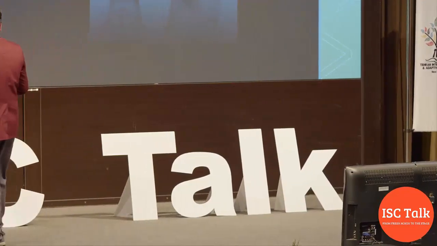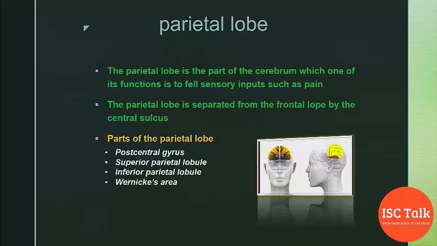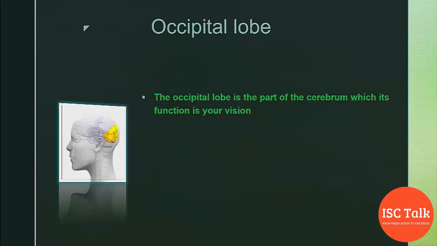And we have the inferior parietal lobe, which is involved, for example, when you touch your hand or anything else. We also have Rinke's area, which is also for speech. It's named after Carl Rinke, and it's for movements of the mouth, which helps you in speech. Then we have the occipital lobe. This lobe is for vision. Whatever I see over here is processed in my occipital lobe.